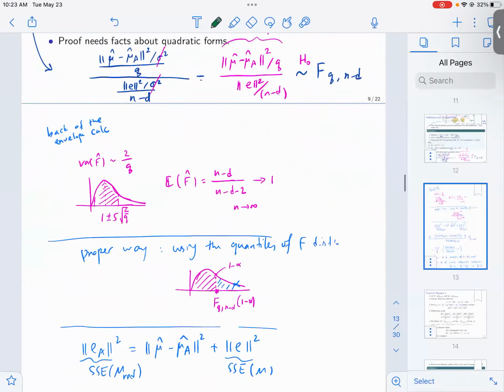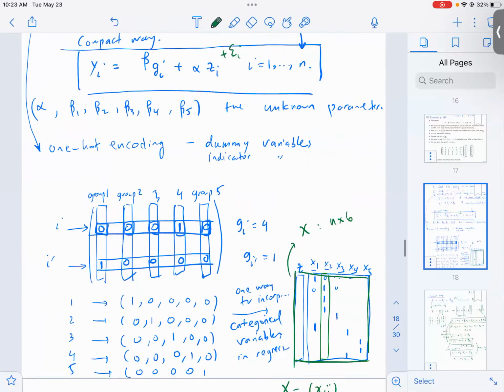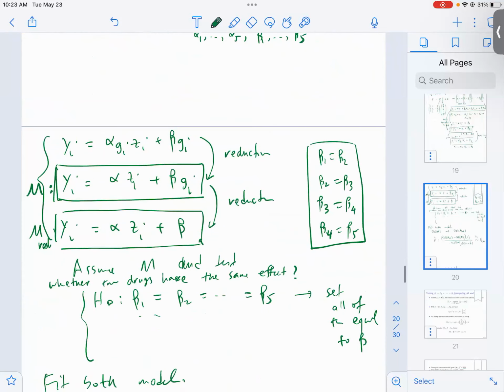This is a very good exercise actually for you. In this case, it's much easier to see what the reduced model is from this formulation. Once I set all these equal, so all the betas would be beta, the reduced model is just a simple regression.